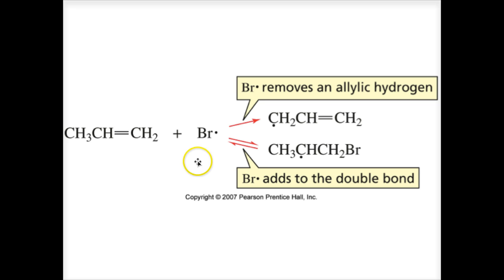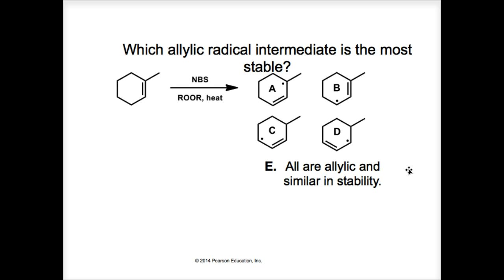In the presence of NBS, little hydrogen bromide is present to complete the addition reaction. So up here, this is as though the bromine radical came from NBS, and down here is as though bromine came from HBr and peroxide. So either can occur. Let's look at an example problem.